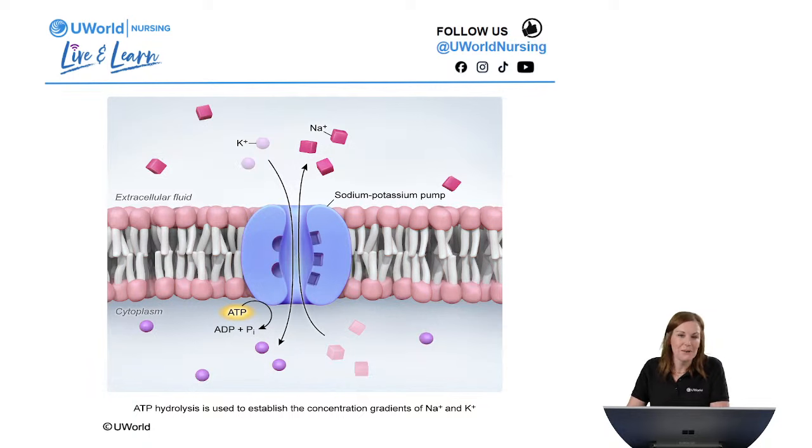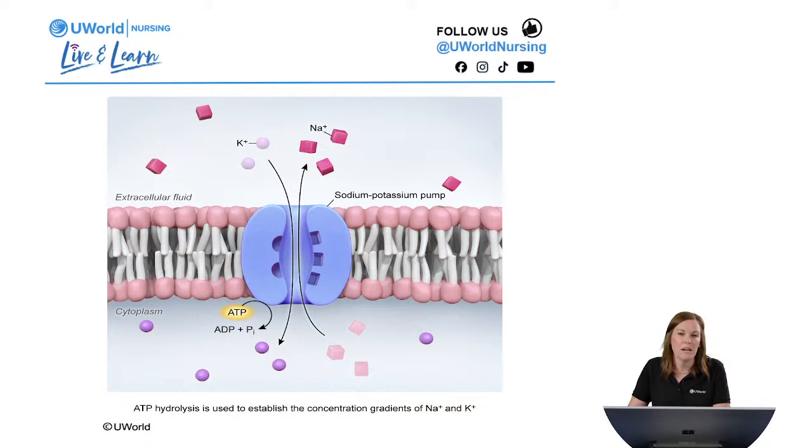So the biggest takeaway from this is that the exchange of sodium and potassium is important when it comes to influencing muscle function. So we need these ions to move in and out of the cell to get our muscles to work correctly. And when we think muscles, we need to think cardiac muscles, skeletal muscles, and our smooth muscles in our GI tract. Okay, so that's the sodium potassium pump.